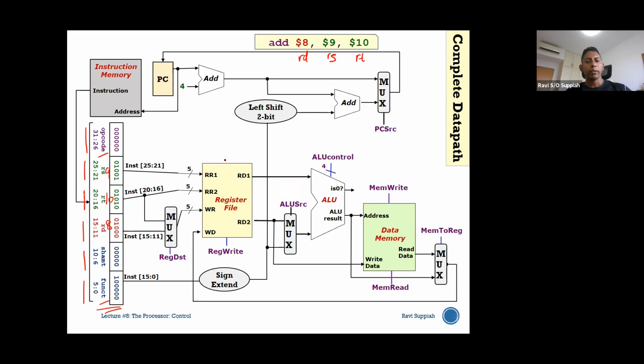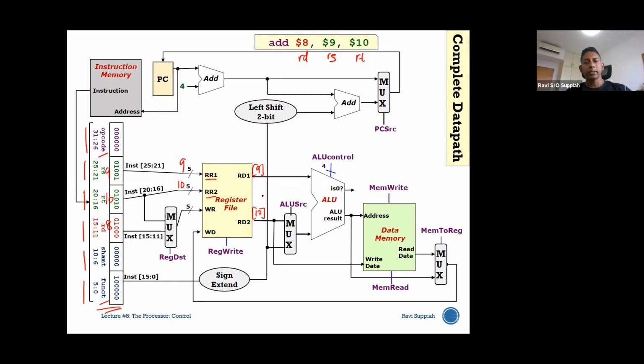The first thing that you see in our design is the register file. The bits of RS go into RR1, which is read register 1, and the bits of RT go into read register 2. When we send these two sets of information, that means we are sending a value 9 here and a value 10 over here. The register file will process this information and give us the content of register 9 and the content of register 10 on RD1 and RD2.